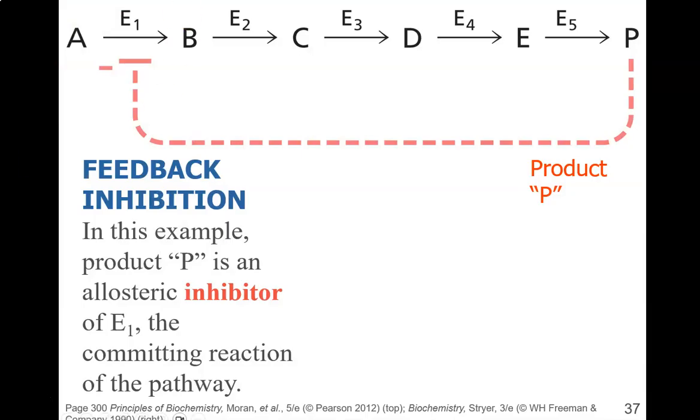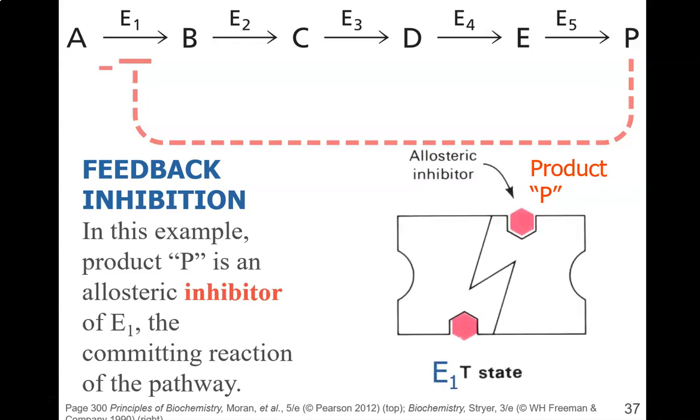So I have a schematic diagram here. Say I have this pathway: A goes to B, B goes to C, C goes to D, D goes to E, and my eventual goal is to get product P. And every single one of these reactions is catalyzed by an enzyme. Well, say I get to the point where product P piles up and I don't need any product P anymore. So what happens then is P can actually act as an allosteric inhibitor of E1, the committed reaction or the first reaction. So the way that this could happen is that this pink hexagon right over here is an allosteric inhibitor.